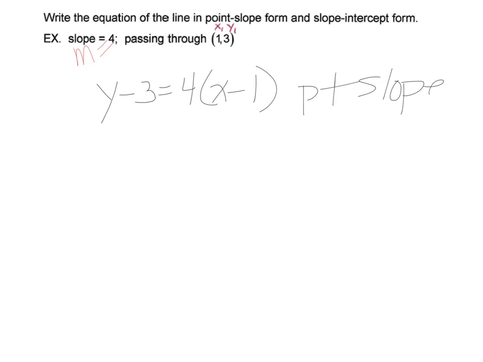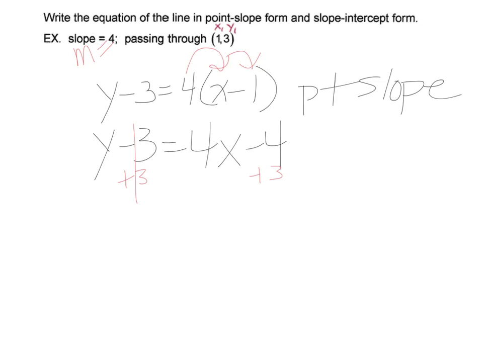Then it also asked us to write it in slope-intercept form, and we need to get the y by itself. So the next step would be to distribute the 4. Y minus 3 equals 4x minus 4. And then I want the y by itself, so I add 3. Y equals 4x minus 1. And that's slope-intercept form.